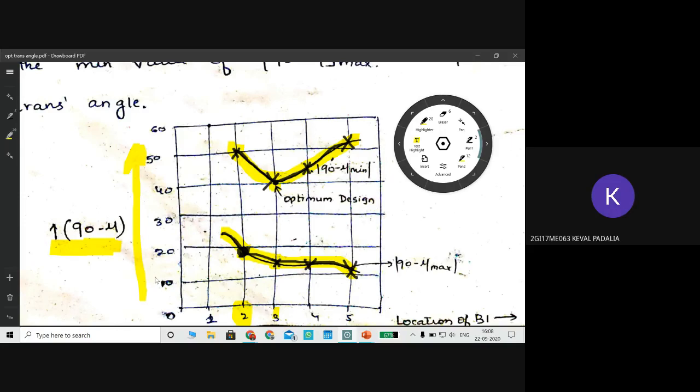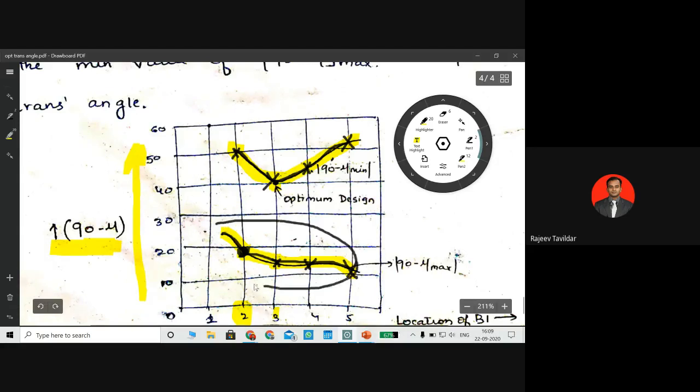Yes, sir. Okay. So the last step, very simple. Now in this chart, we are having two curves. One curve is of 90 minus mu min, one curve is of 90 minus mu max. Out of these two curves, which curve is having the highest values of the angle? Whether it is this curve or whether it is this curve. Which curve is having the highest values of angle? I need you guys to answer.